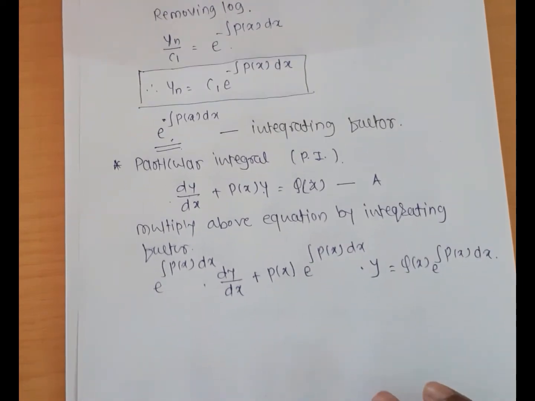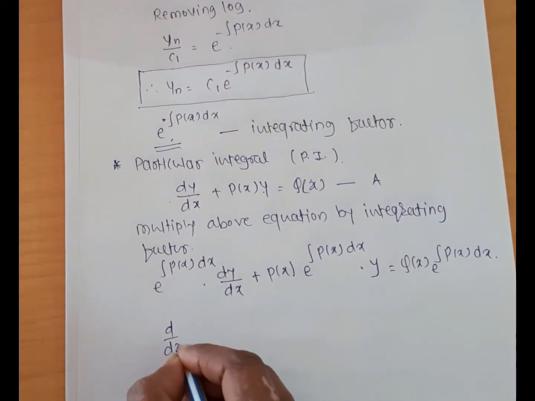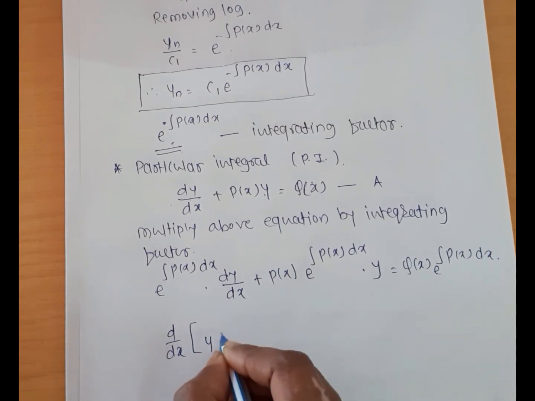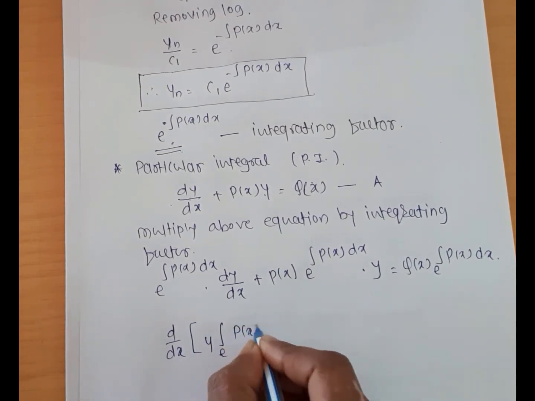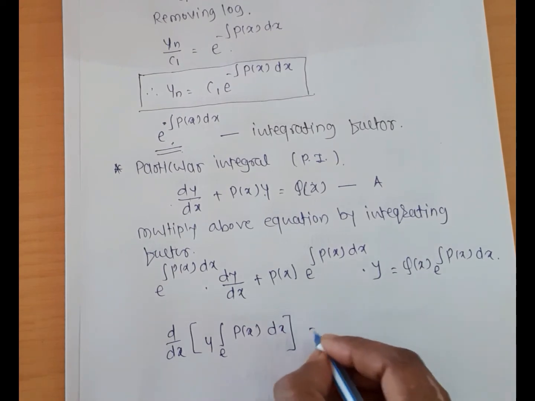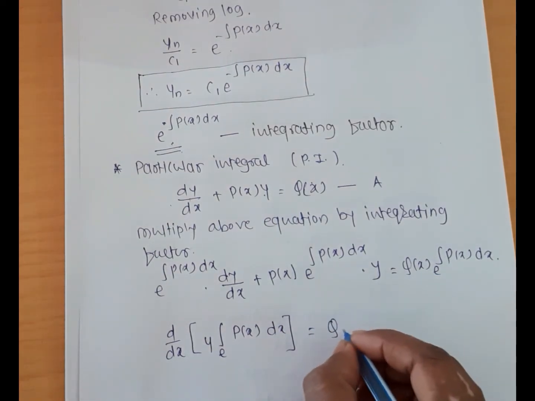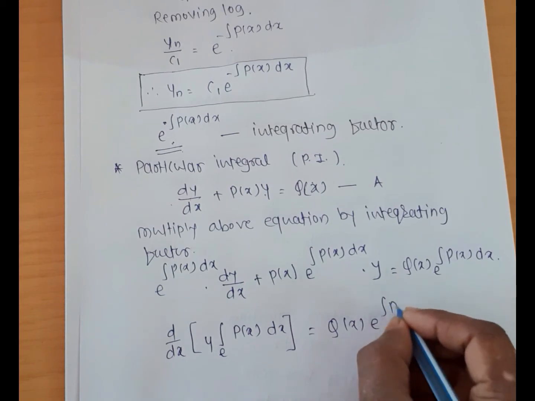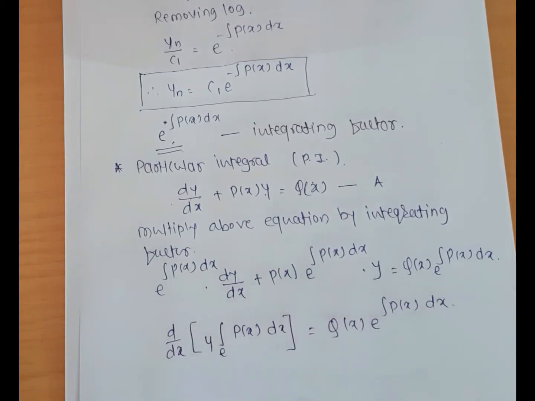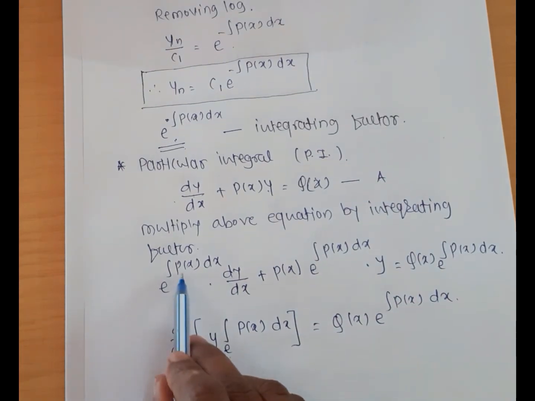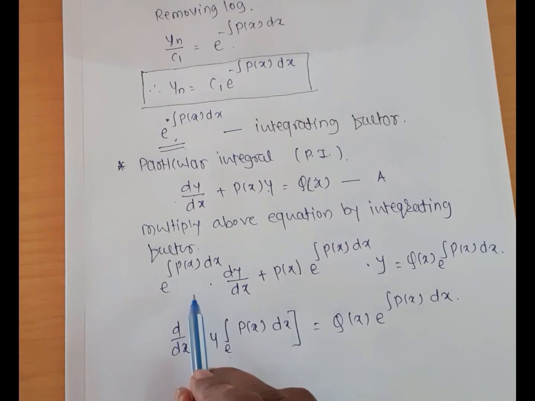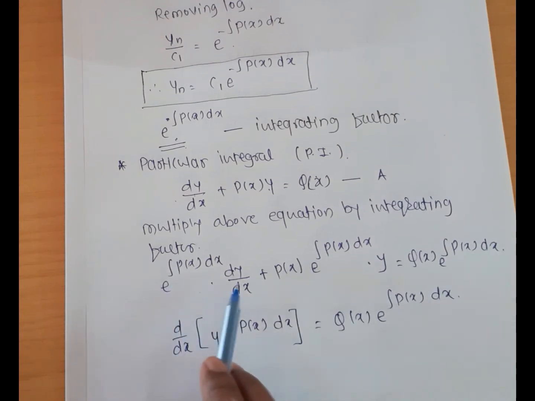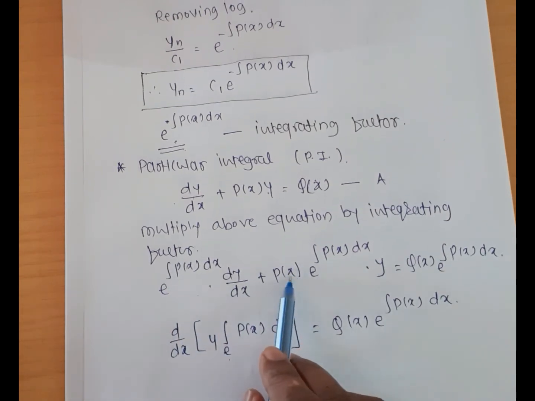Or this equation is also written as d by dx of y times e raised to integral of p of x dx is equal to, same as it is, q of x e raised to integral of p of x dx. So why do we write the equation this way? Because here we use the product rule, the u into v rule. In this rule, there is the first term as it is times the derivative of the second term plus the second term as it is times the derivative of the first term.